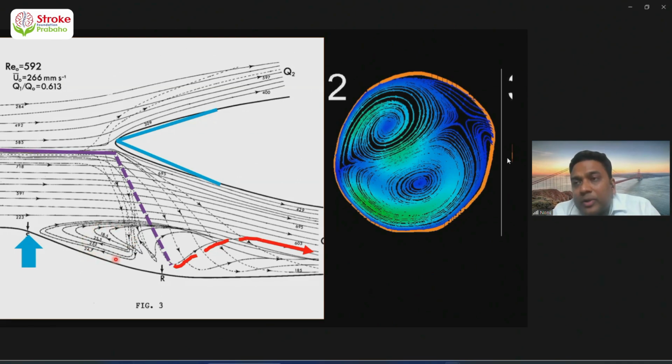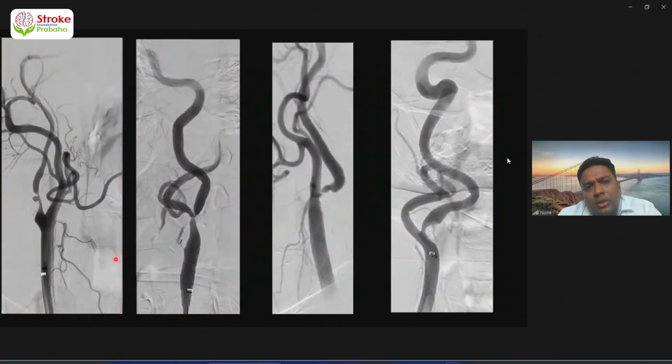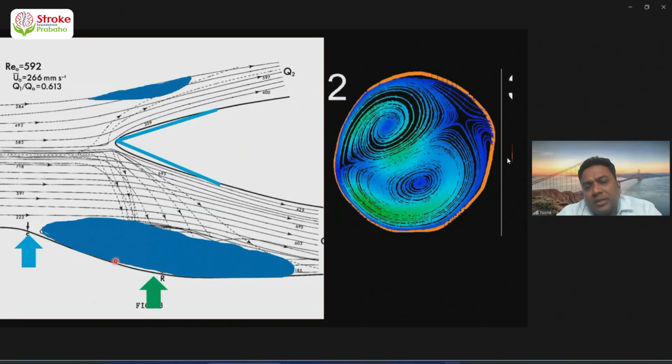And the problematic one is not the high shear, it is the low shear which causes the problem. The low shear is causing positively remodeled plaques. And if you see here, the plaque almost always forms in the outer wall of the internal carotid artery and the outer wall of the external carotid artery.